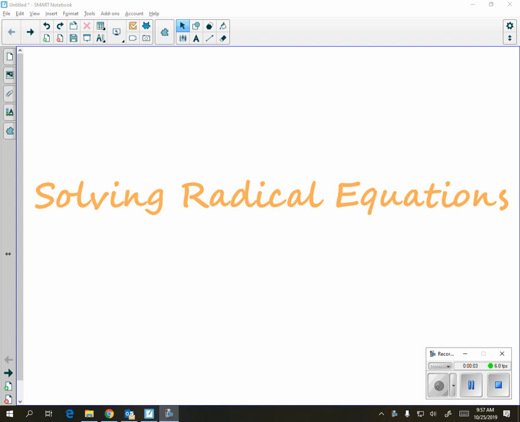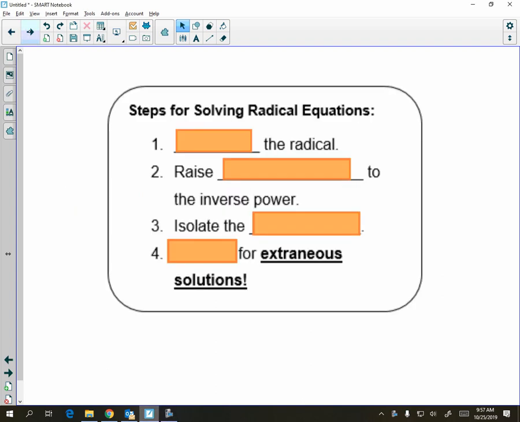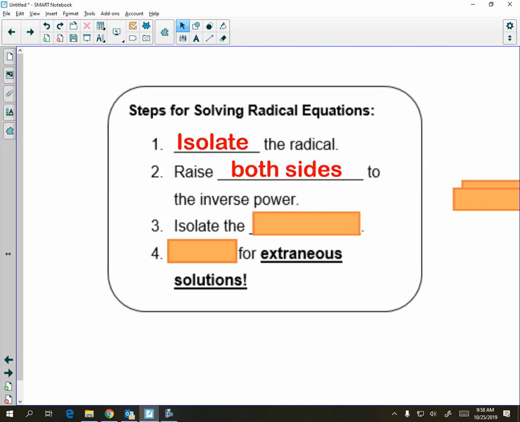Welcome to solving radical equations. So anytime you have an equation with a radical in it, the steps are going to be to first isolate the radical. That means you want to get the term with the radical on one side and everything else on the other. To undo the radical, you're going to raise both sides to the inverse power.